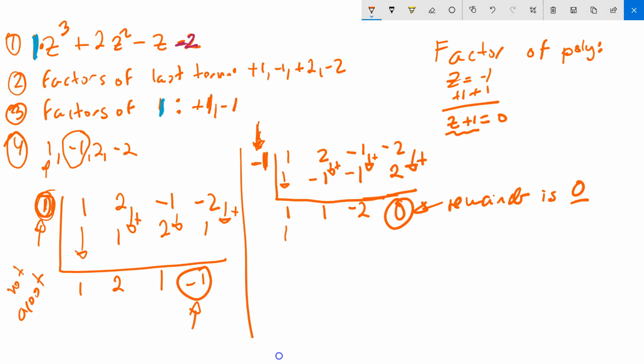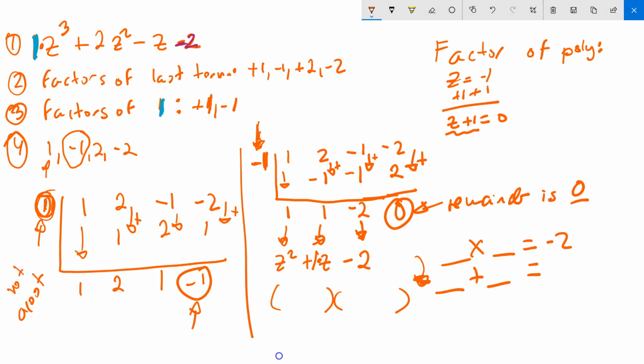Now, you have to finish up. You take these, and remember that they correspond to decreasing powers of z. So this is z squared, that is plus z, and this is minus 2. Now z squared plus z minus 2 can be factored further, so specifically I need two numbers that multiply to negative 2 and add to give a value of positive 1.